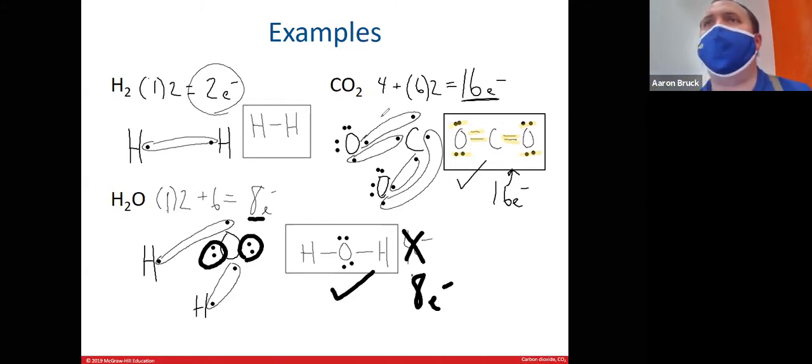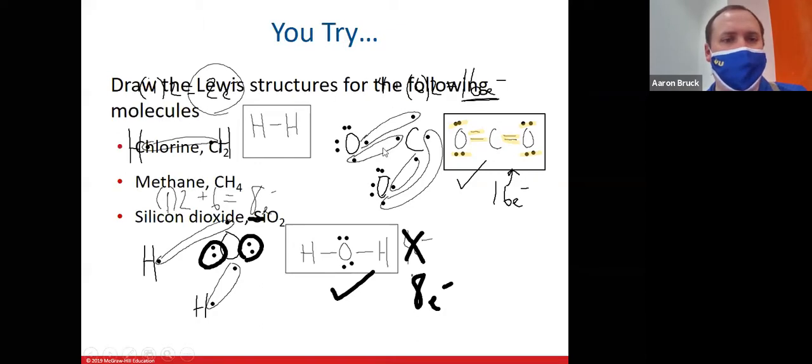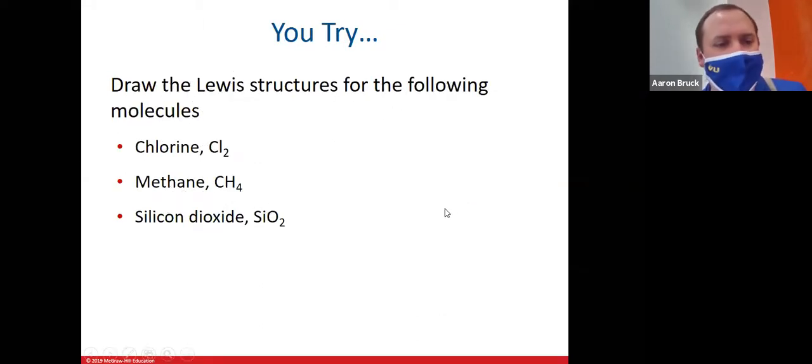All right, any questions with these three examples? All right. Now here's the part that you've been waiting for. Go ahead and try it yourself. So I've got chlorine, I've got methane, and I've got silicon dioxide. Try to draw these three molecules using the techniques that we've just been talking about.